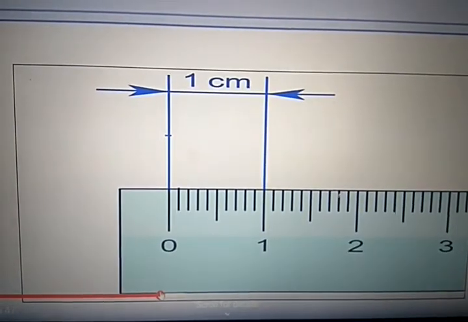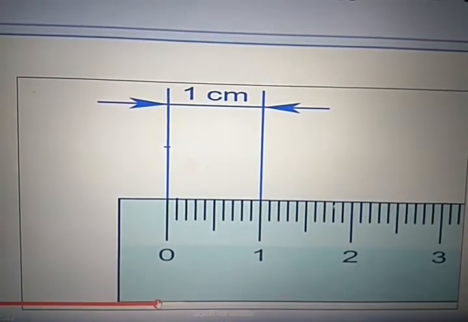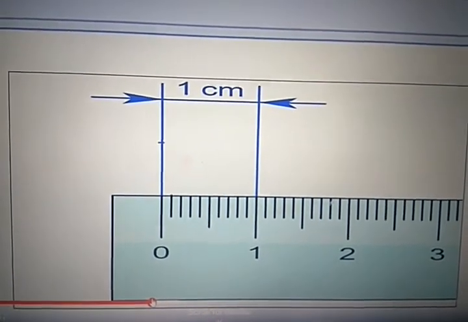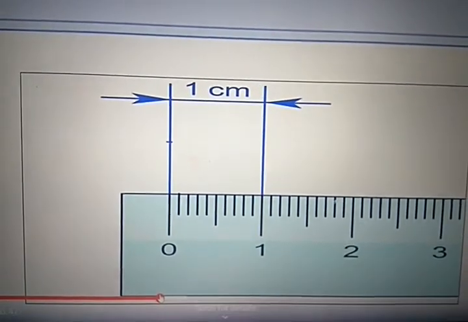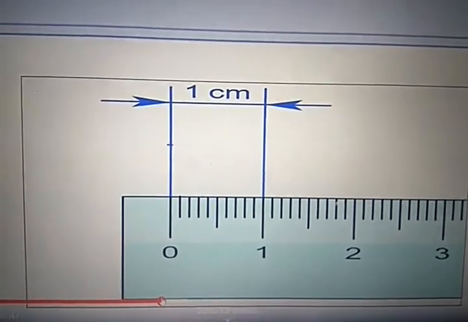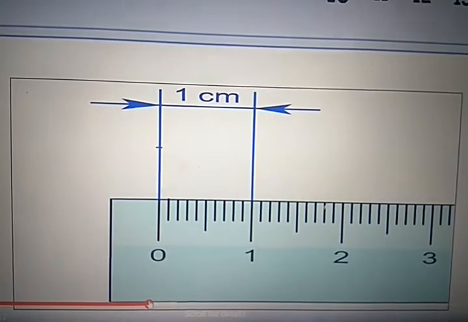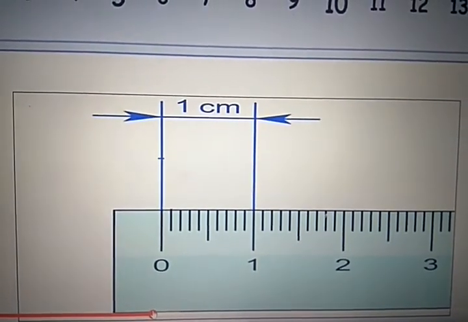Here you can see the scale. In the scale you can see 0 to 1, this is the centimeter scale, right? Between 0 and 1, how many sub parts are there? 10. So 1 centimeter is equal to 10 millimeters. Within 1 centimeter you can find a small scale, that is millimeter.